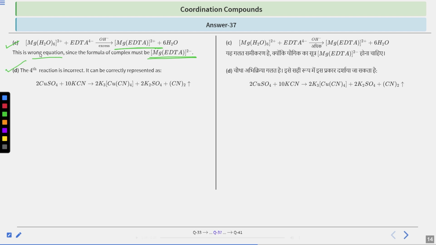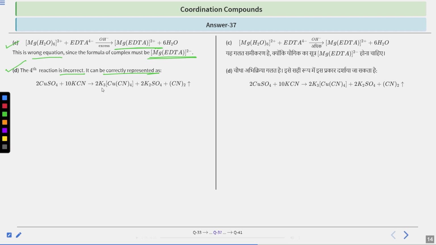According to the D option, the fourth reaction is incorrect. It can be correctly represented as 2 copper sulfate plus 10 KCN, giving us 2 K3[Cu(CN)4] plus 2 K2SO4 plus (CN)2, which is a gas.